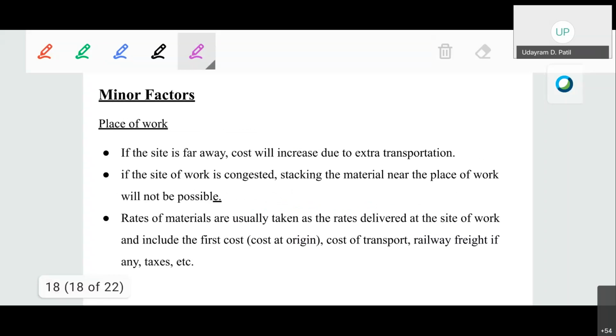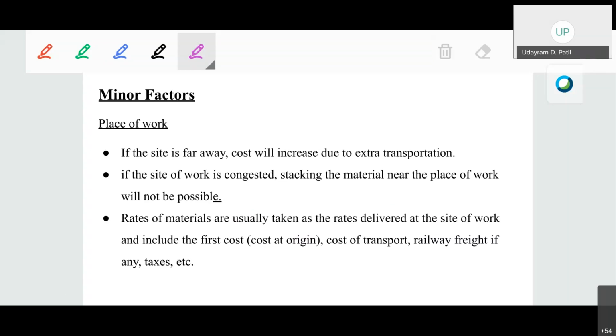Okay, as we have already said, for this particular item, if the site is far away, then the cost will increase due to the extra transportation. Okay, obviously if the site is very far, the materials and labor have to be dropped from the manufacturer to the particular site. So obviously the extra transportation cost will be there.